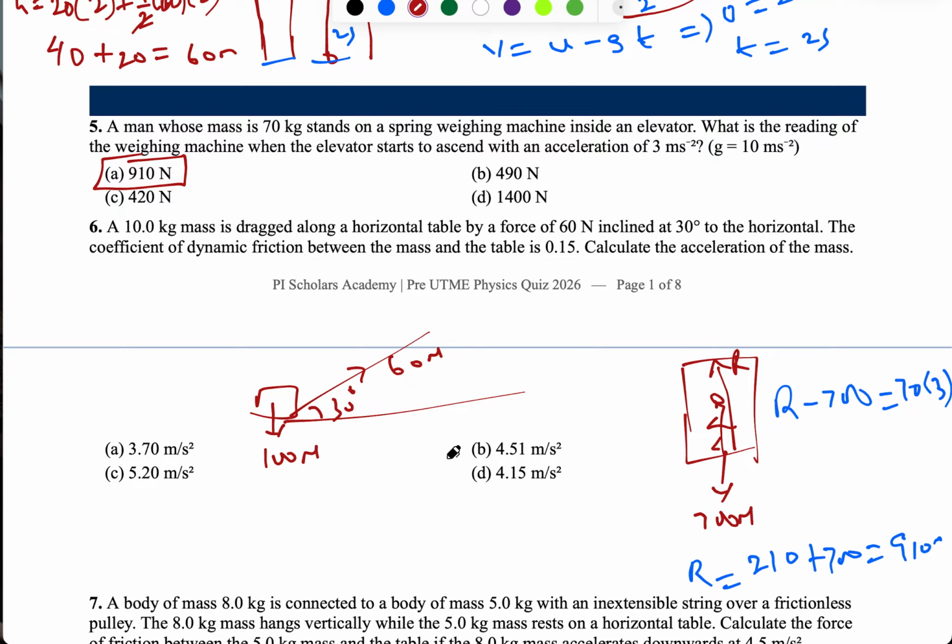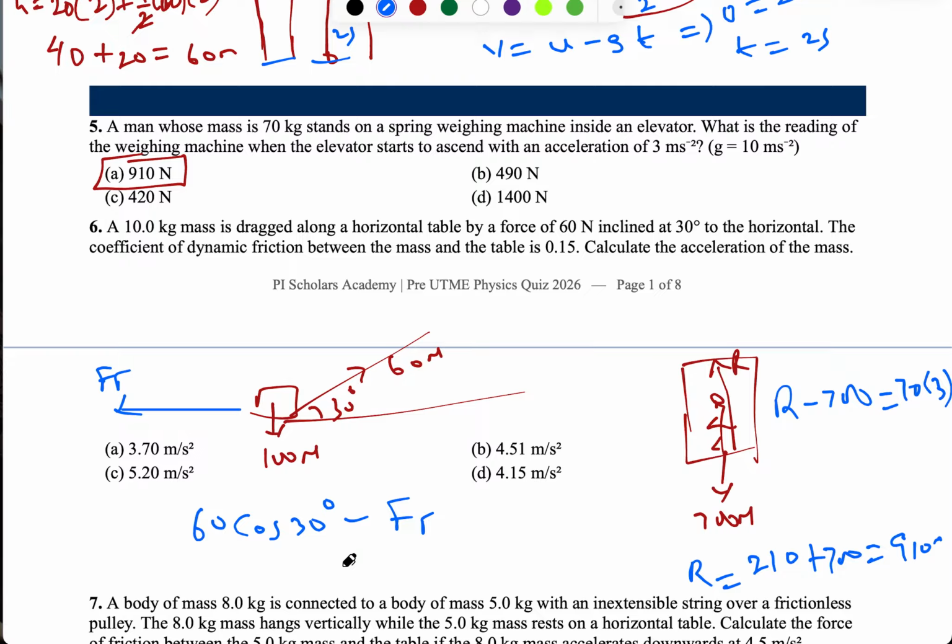So this is also a case of net force. Now you should notice that on this horizontal, there are two major forces that will be acting there. Of course, the horizontal component of 60 and frictional force, which is always acting against the direction of motion. And if you resolve this to the horizontal, you're going to have 60 cos 30 degrees minus the frictional force.